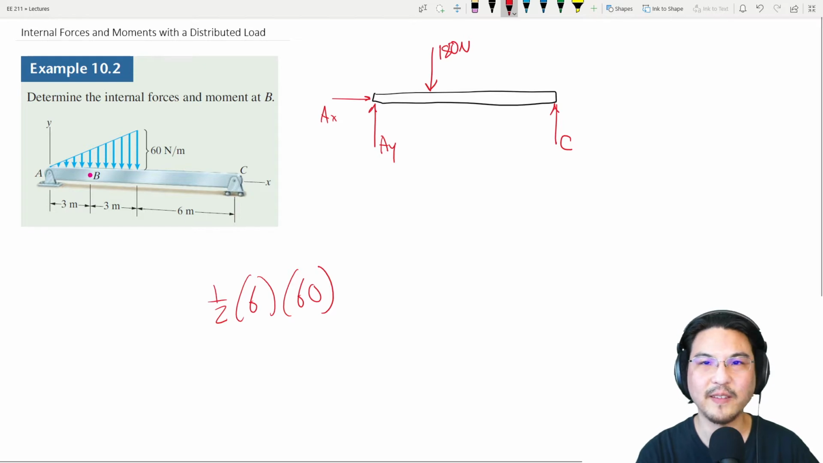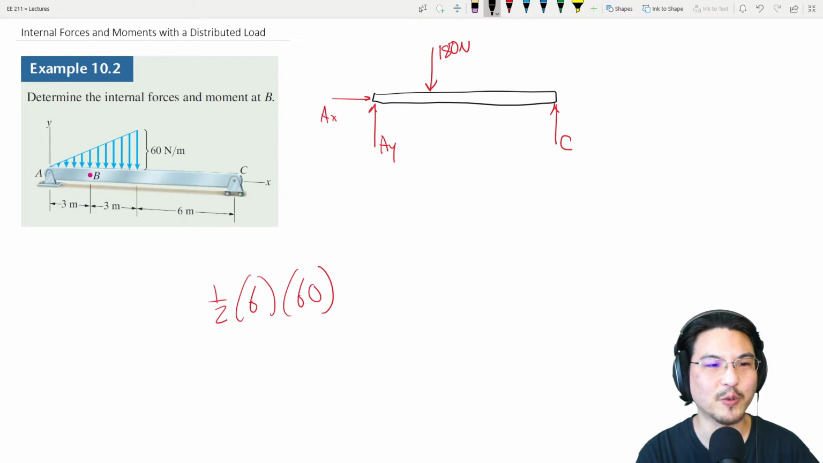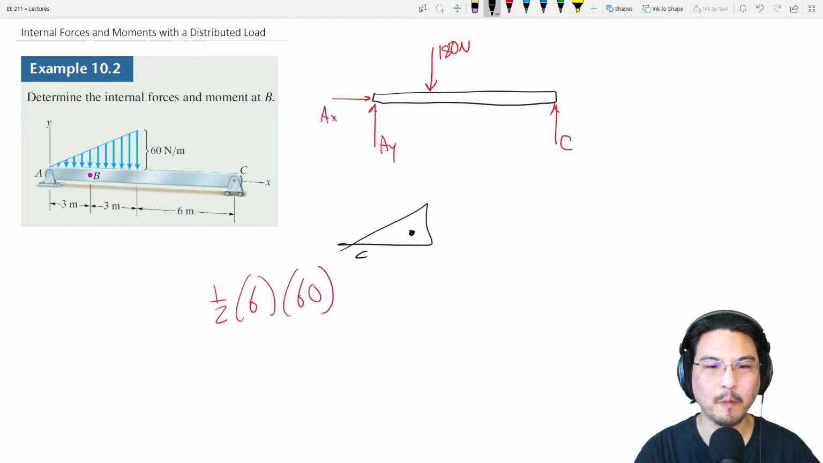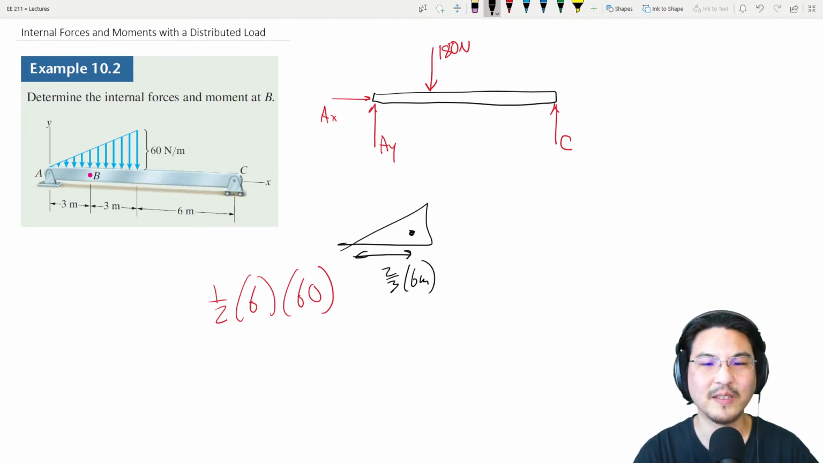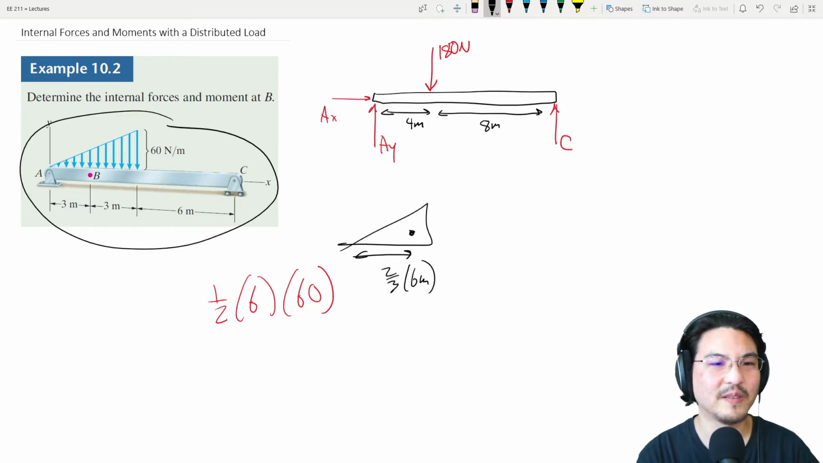And the location of that force is at the centroid of the shape. So since it's a triangle, it's 2/3 of the way over this way. So 2/3 of 6 meters. All right, so here to here is 4 meters. Here to here is 8 meters. Okay, so this is this.